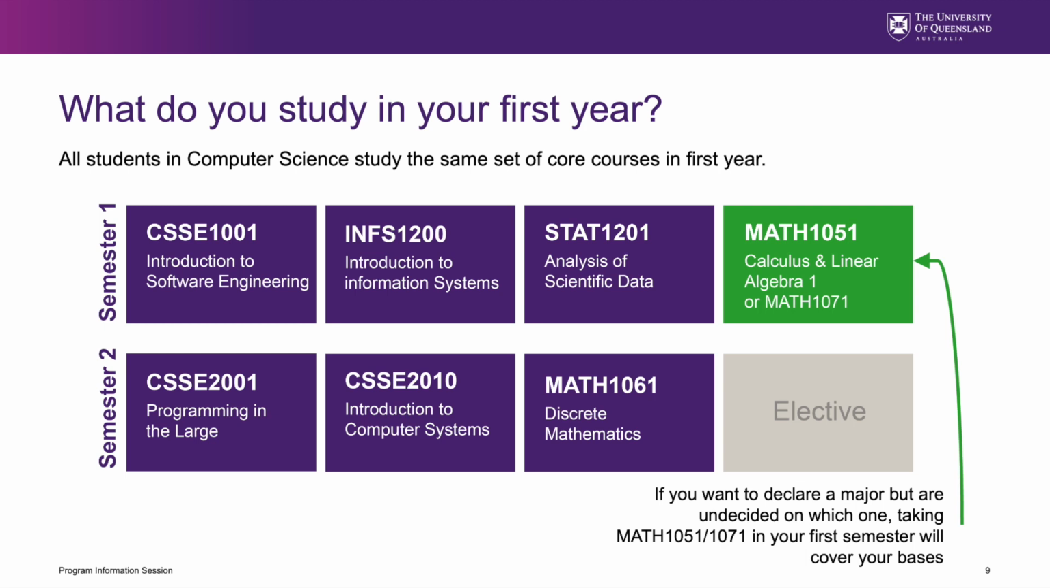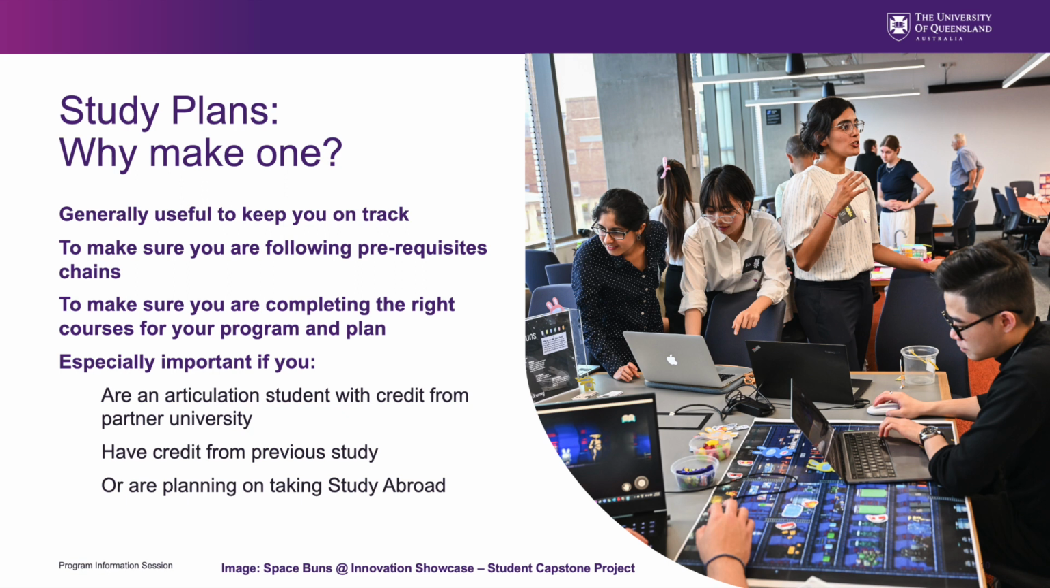In places where you can choose an elective, there are choices between program electives, which are courses that come from the Bachelor of Computer Science program, and general electives, and these are courses that come from any bachelor or undergraduate program here at UQ. Study plans are generally useful to keep you on track. They make sure you're following the prerequisite chains so that you can do courses in the right order, and they make sure that you're completing the right courses for your program and plan.